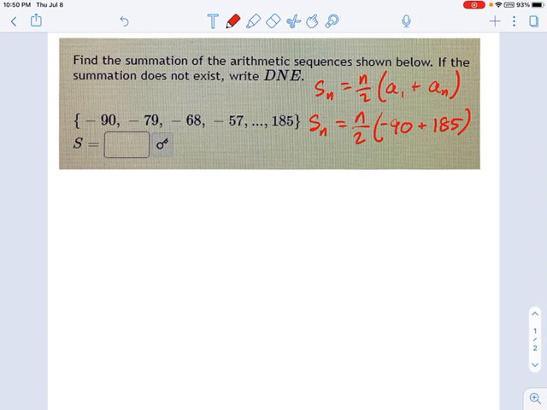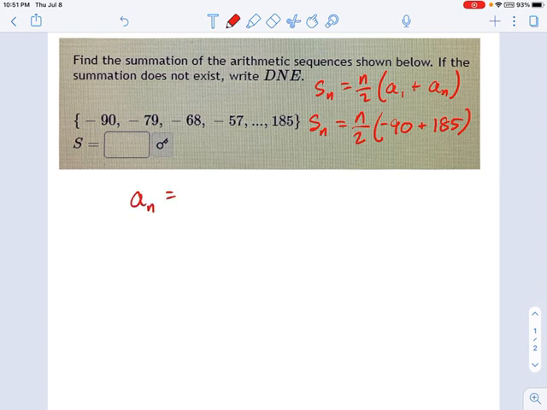So what we have to do in this case, we're stuck, right? We've used the summation formula. We've reached a point where we don't know how to proceed. We don't know how to find n. So what I want you to do is turn to the other formula. Remember, our old friend, the explicit formula for an arithmetic sequence.